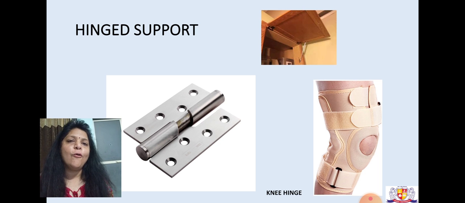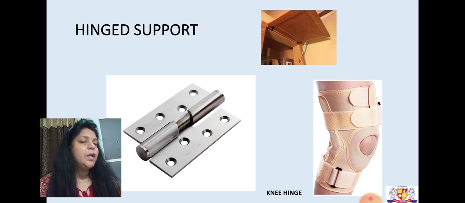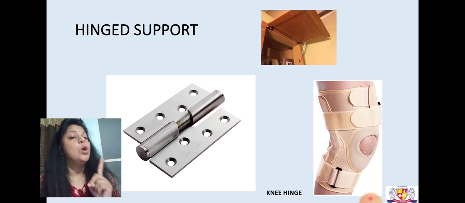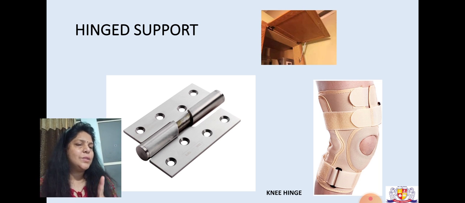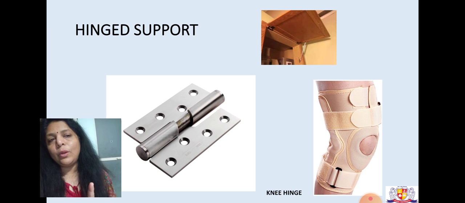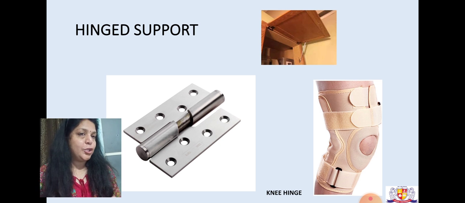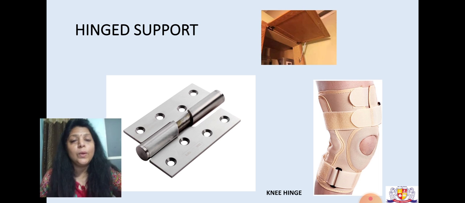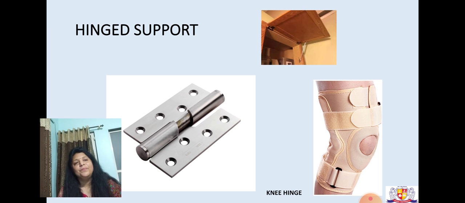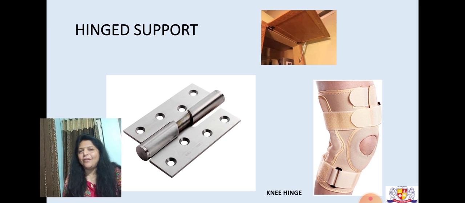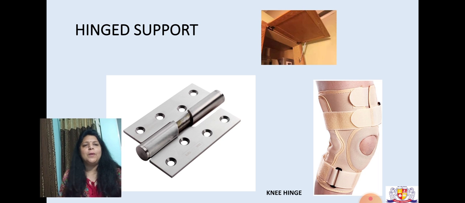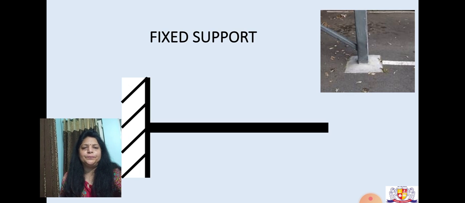So therefore, whenever there is a hinge support, you will have two reactions. One will be a horizontal reaction and the second will be a vertical reaction. As there is no resistance to the rotation, there will be no movement in this particular structure.